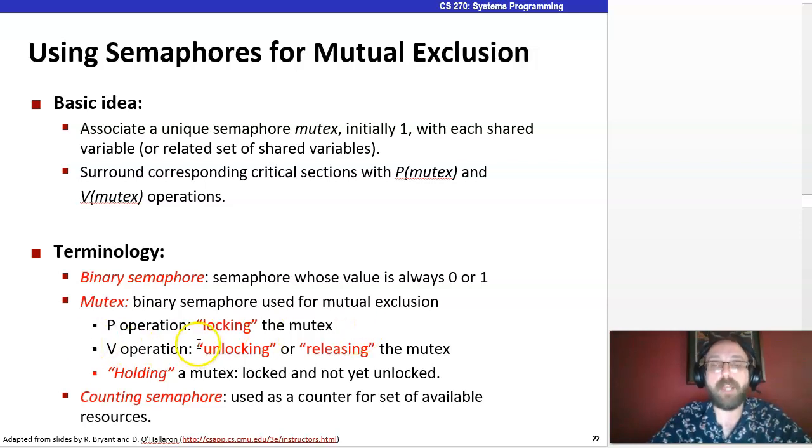The P operation is also called locking the mutex. That is, we are taking that mutex for ourselves. No one else is allowed to use it. If someone else tries to use it by calling P, they will be suspended. They will wait until we're finished with it. And the V operation is unlocking the mutex, also called releasing it. We say that we're holding the mutex in between the time when we lock it and we unlock it.